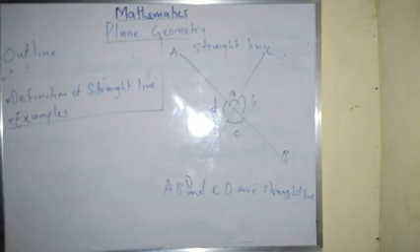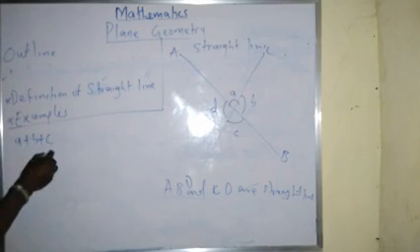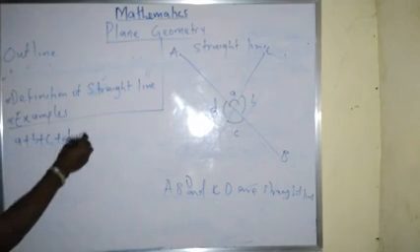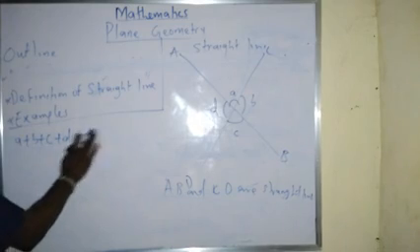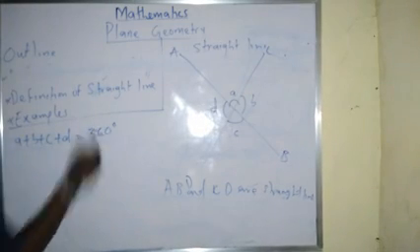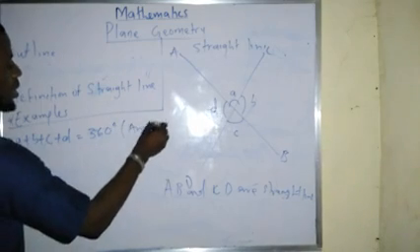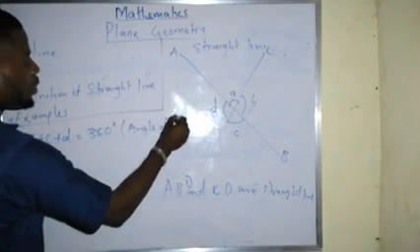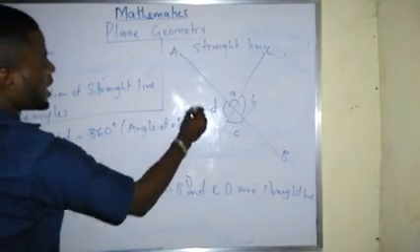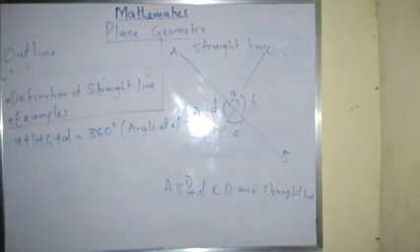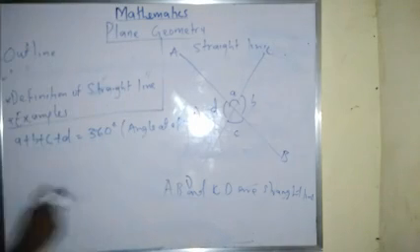The first thing you have to understand is that A plus B plus C plus D is equal to 360. It means angles at a point sum to 360. That's the first thing I wanted to get there.